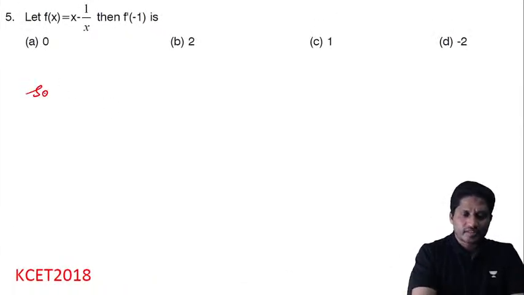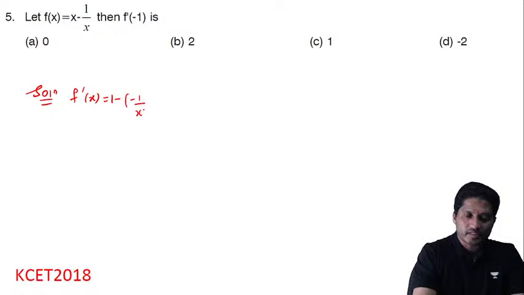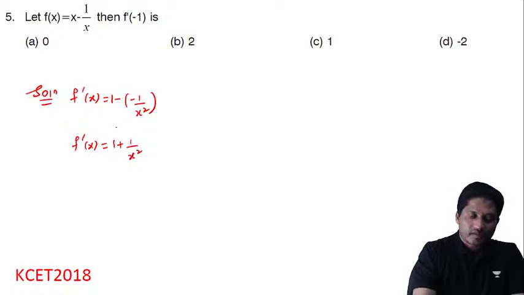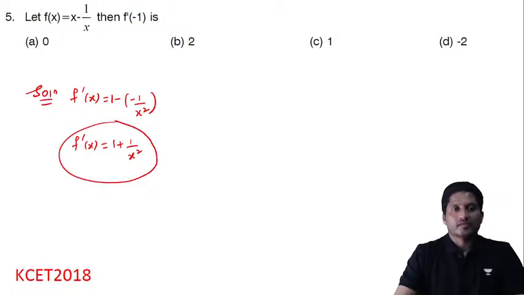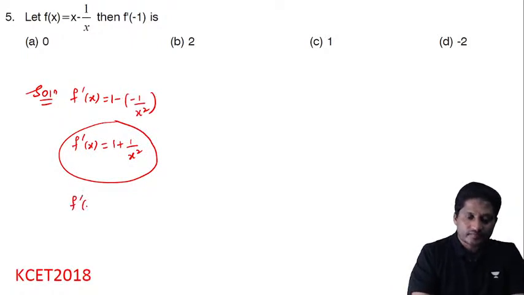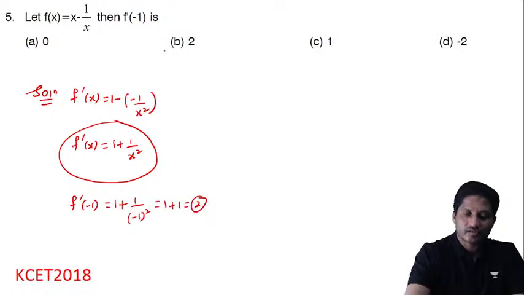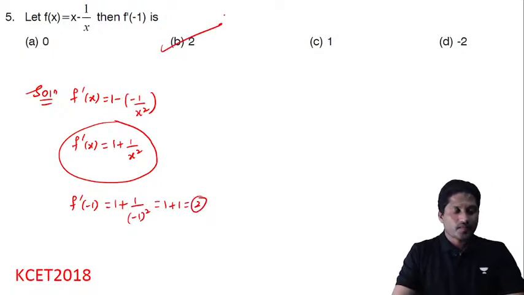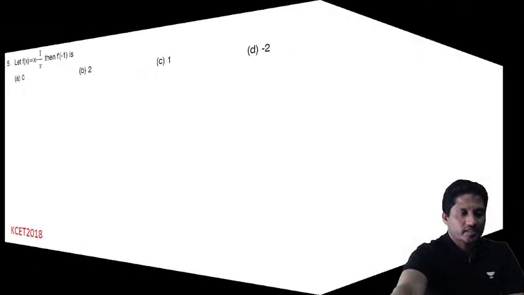What is f dash of minus 1? f dash of x is equal to differentiation of x is 1, differentiation of 1 by x is minus 1 by x square. Now f dash of x is equal to 1 plus 1 by x square. Okay, now f dash of minus 1 will be equal to 1 plus of minus 1 the whole square. Equal to 1 plus 1 equal to 2. Answer is option B. Right, let's move to the next question.